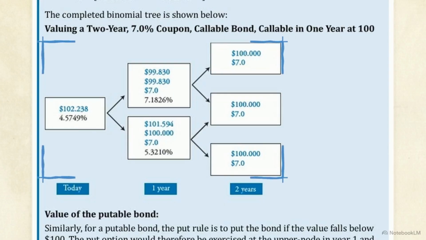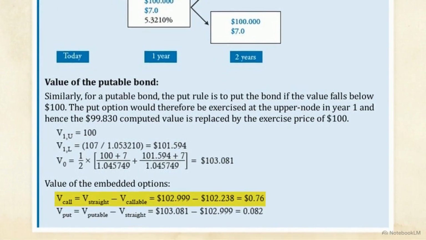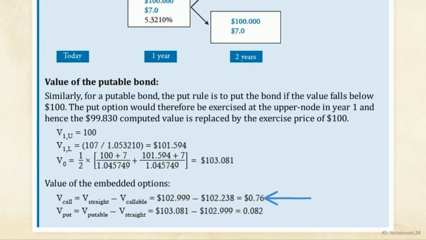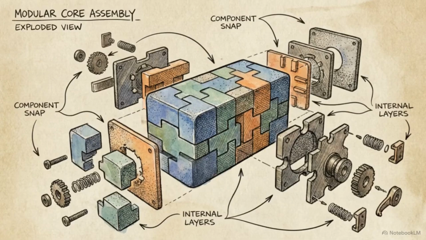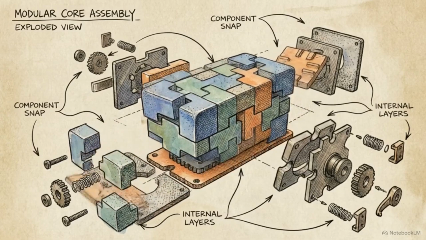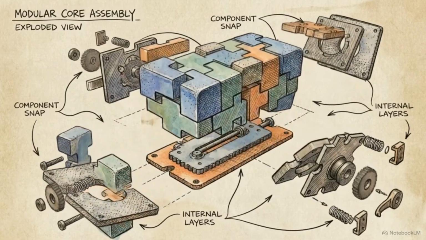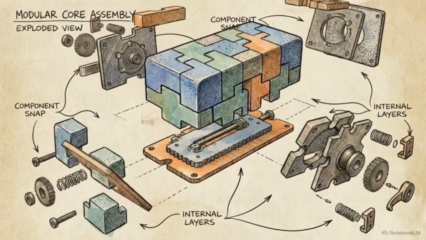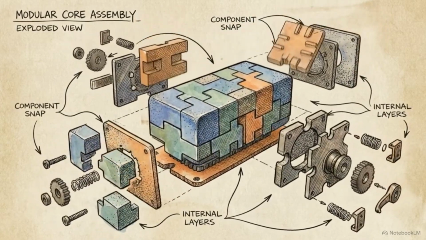This binomial interest rate tree shows how financial engineers value these options. Focus on the equations below. By calculating straight bond value and subtracting the callable bond value, analysts isolate the exact price of the embedded option. In modern finance, pricing complex hybrids isn't guesswork. Analysts use value additivity to deconstruct these assets, pricing each internal mechanism like individual Lego blocks.